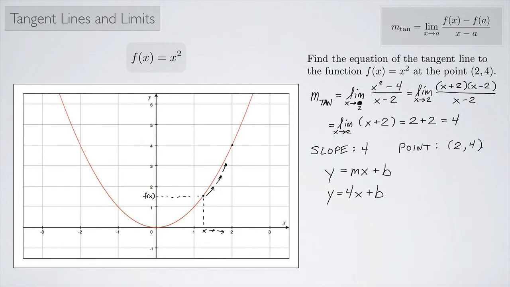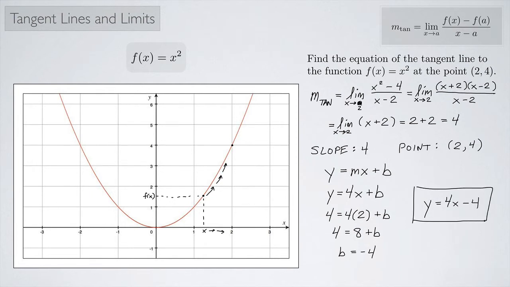Now to find b, I can use the point. This is an x-coordinate and this is a y-coordinate. So 4 equals 4 times 2 plus b. So 4 equals 8 plus b. And so that tells me, if I subtract 8 from both sides, that b has to be negative 4. So the final equation of my tangent line is y equals 4x minus 4. And if you think about it, that seems about right. If we were to draw in a tangent line here, it looks like maybe it would hit the y-axis somewhere down here, maybe at negative 4. And it would have a positive slope, and a slope of about 4 looks to be about right.